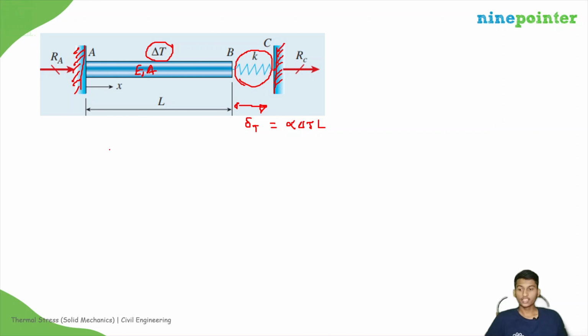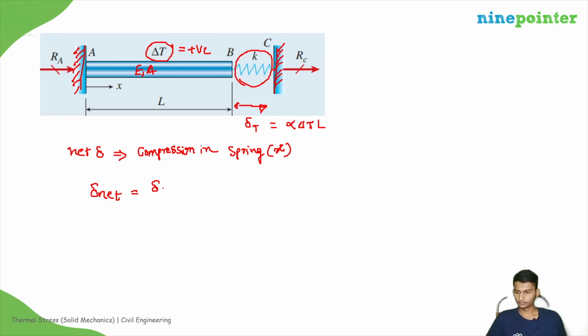What is the net deformation? Net deformation, net del, is, suppose let us assume it is positive, compression in spring, that is x, okay. So net del will be equal to del T plus del K, right? What is del K? It is the del due to the reactive force, I can say.